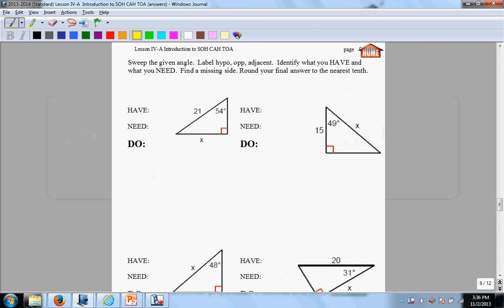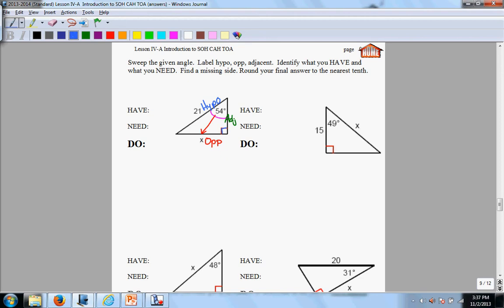Taking a look here at the homework problems, the most important thing for you to be able to do is label and walk yourself through have, need, do. So step one is you sweep the given angle. Now you label opposite, adjacent, and hypo. The opposite is across from the angle. Adjacent is next to the angle. And then hypo is always directly across from the right angle.